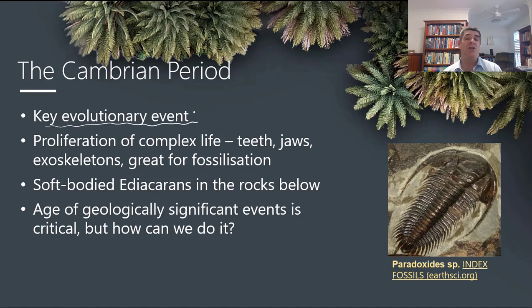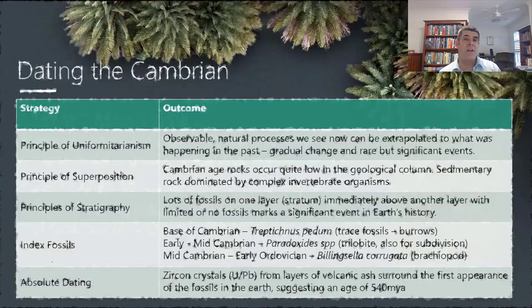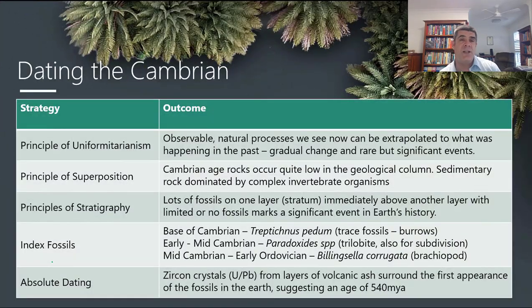So how do we age geologically significant events? What sort of tools do we now have that we can use in order to age something like the Cambrian explosion? Well, what I've done is I've put some of these key strategies in a table and tried to draw some of the relevance between these particular principles and what we saw happening in the Cambrian. Now, of course, this is by no means an exhaustive list. It's really just a starting point for you.